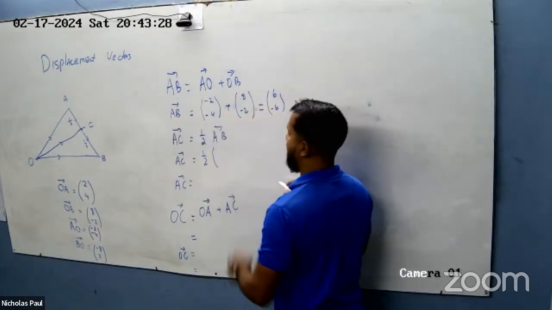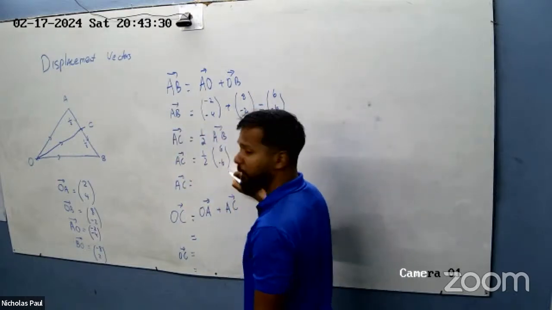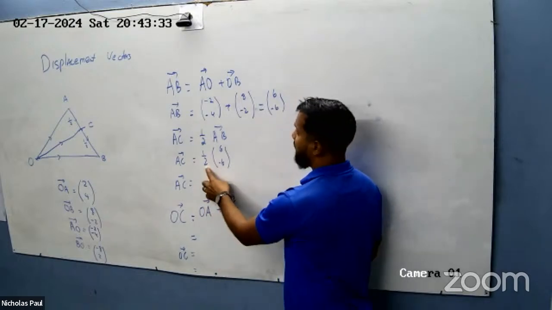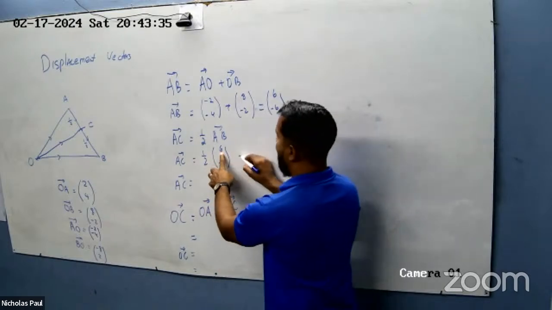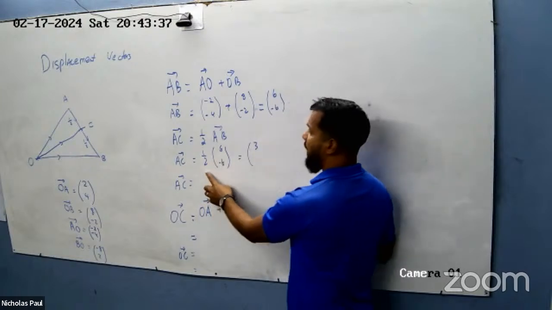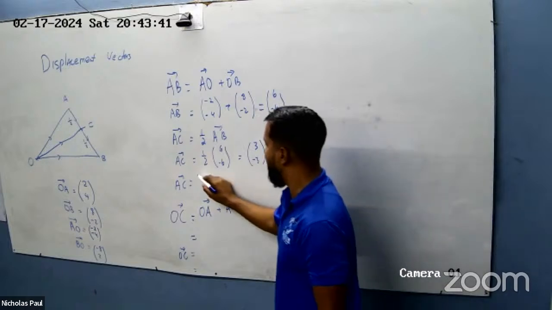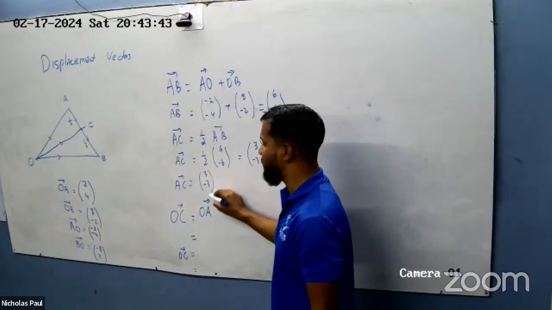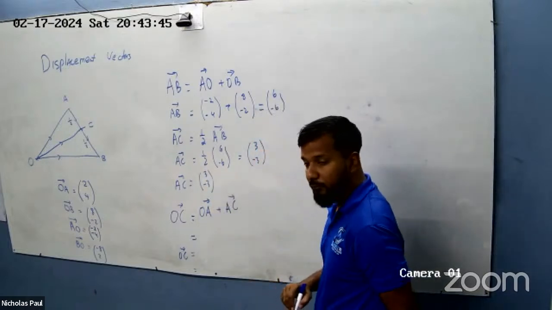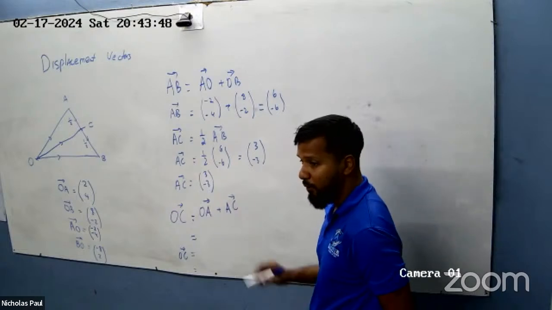AB is 6, minus 6. Try to look at this again. Half of 6 is 3. Half of minus 6 is minus 3. Therefore, you get 3, minus 3 for AC. That's okay, Jeremy? Are you okay with this?